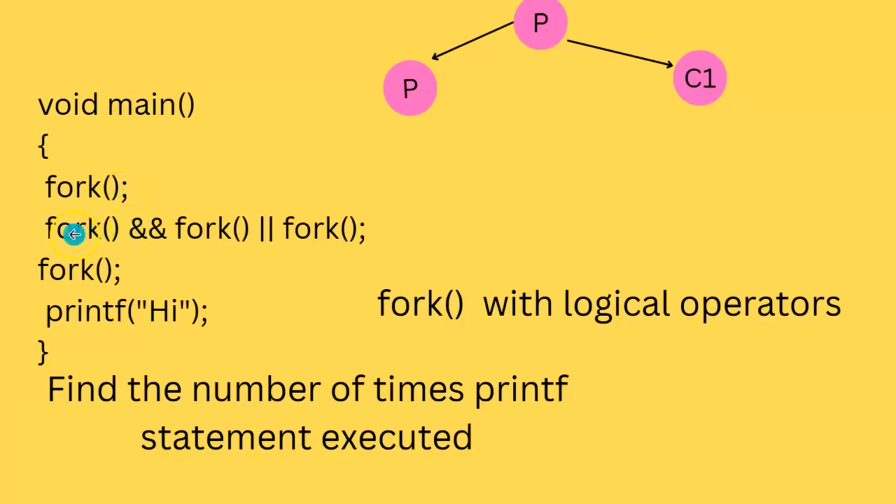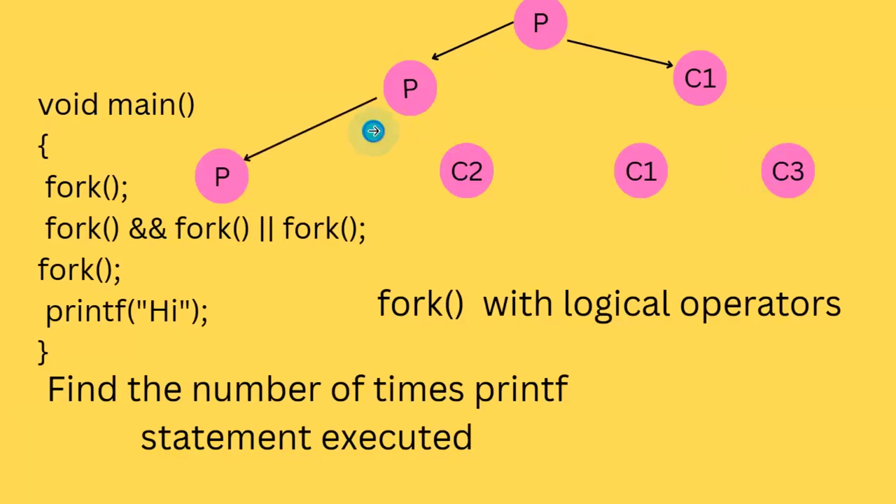Next, this fork system call is getting executed. When it is executed, again these two processes will create child processes, that is P and C2, and C1 and C3. So this is the status of the binary tree for the fork system calls up to this stage.